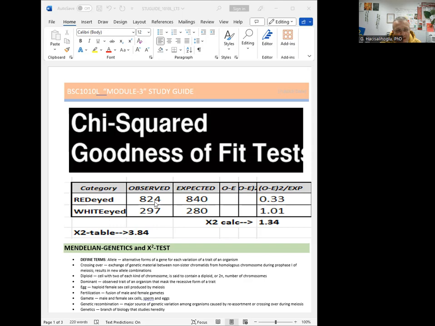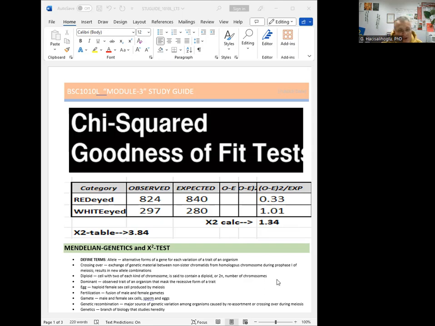You calculate observed minus expected: 824 minus 840, 297 minus 280, and then you end up finding this last column and add the totals, and this total is 1.34. This is called the chi-square calculated number. We need this number because we need to use it in the next step, which is step number 3, the chi-square table value. The chi-square table value we use a lot of the time is 3.84.